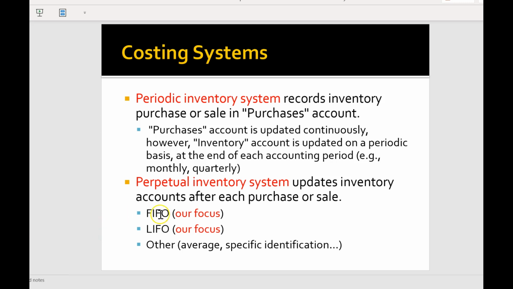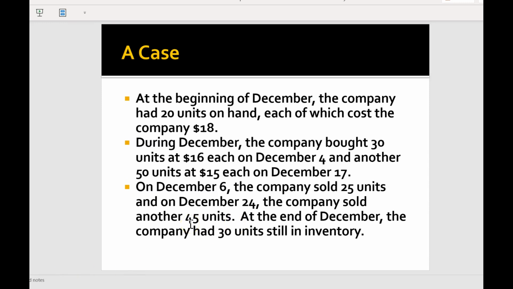We are still going to study FIFO and LIFO in a more massive costing way. All right, here is a case that we are going to use to discuss FIFO and LIFO. At the beginning of December, the company has 20 units of inventory on hand. Each unit cost the company $18. During December, the company bought 30 units of inventory at $16 on December the 4th, and then another batch, 50 units at $15 on December the 17th.